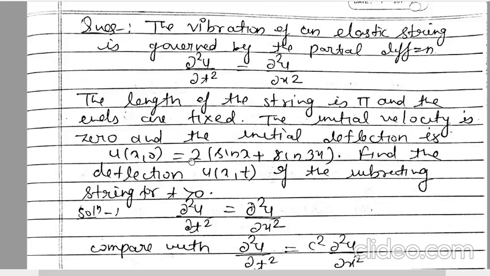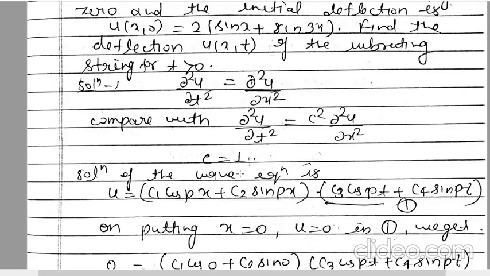That means here there are conditions given that velocity del u by del t is equal to 0 at t is equal to 0, and u(x,0) is already given at t is equal to 0. Here x is equal to 0 and x is equal to pi is given, and the ends are fixed, so u is equal to 0 is also here, right? Now we compare with the wave equation, so c is equal to 1 here.